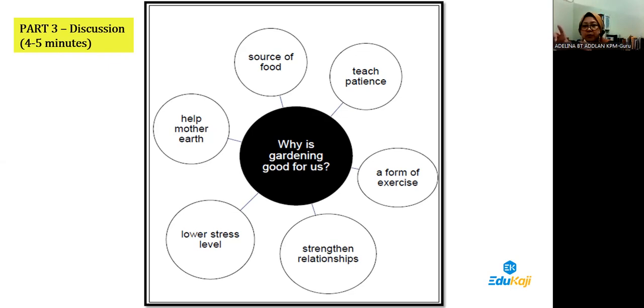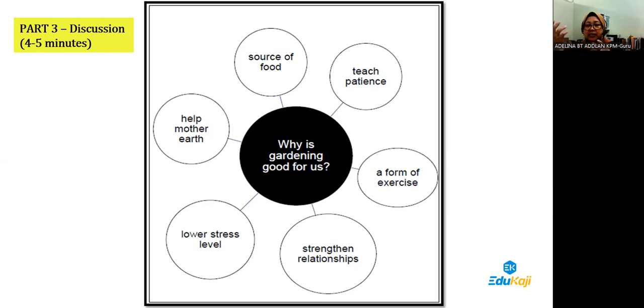So like what I've mentioned, exercise and helping Mother Earth are something that we are not very fluent with, and we are not very good at explaining. So do not use this. Don't discuss these two in your discussion. Right now, a source of food, yes, definitely it's a source of food, because you plant your own vegetables and your own fruits. You are actually providing a source of food for yourself.